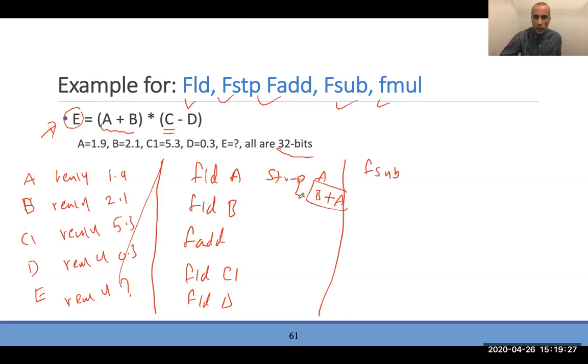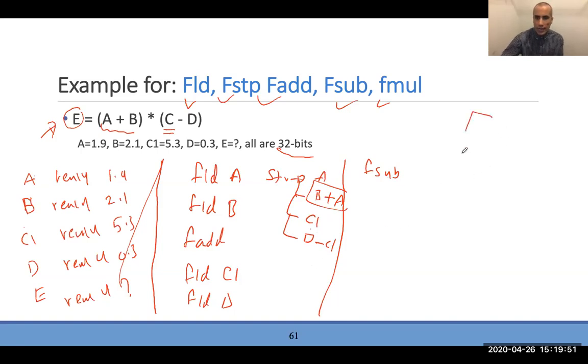Okay, so when we load this, the top of the stack is going to load what? It's going to load C, and then the top of the stack is going to be D, right? And then it's going to subtract this from this, and the top of the stack now is going to be the subtraction, right? The subtraction of these.